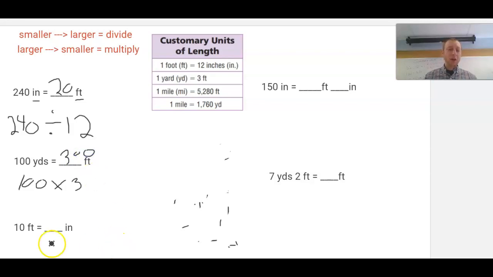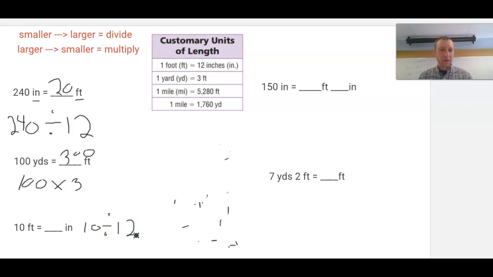Okay. Why don't you try this next one? 10 feet equals how many inches? Pause the video and try it. Are we going from big to small or small to big? Give it a try. All right, so hopefully you tried it. So let's see, feet to inches. Feet to inches, we're going from large to small again, right? Feet are bigger than inches. So 10 feet, and there are how many inches in a foot? There are 12.